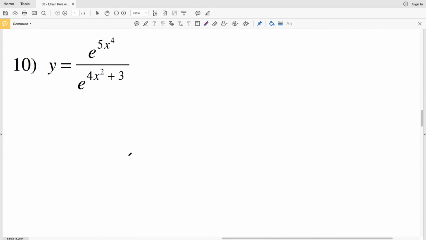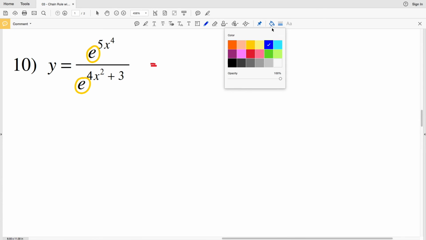In number 10, just like we did in number 9, I'm going to simplify at the start to make finding the derivative easier. So I'm going to rewrite y equal to e to the 5x to the 4th all over e to the 4x squared plus 3 as, well, let's note that we have the same base and we're dividing those, so I'm going to subtract my exponents of that base.